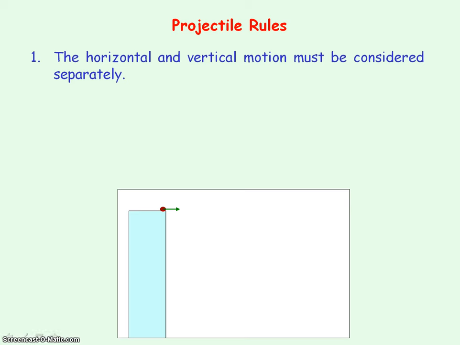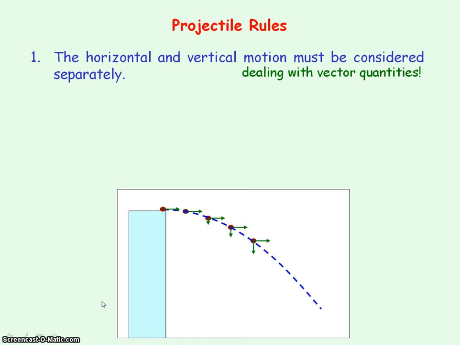And the first rule is that the horizontal and vertical motion are independent of each other, so must be considered separately. And that's because we're dealing with vector quantities. Remember, vector quantities have direction, so motions that are perpendicular to each other, so horizontal and vertical motion, have no effect on each other. This diagram is showing you a horizontal projection where the green arrows represent the velocity vectors in the horizontal direction and in the vertical direction.